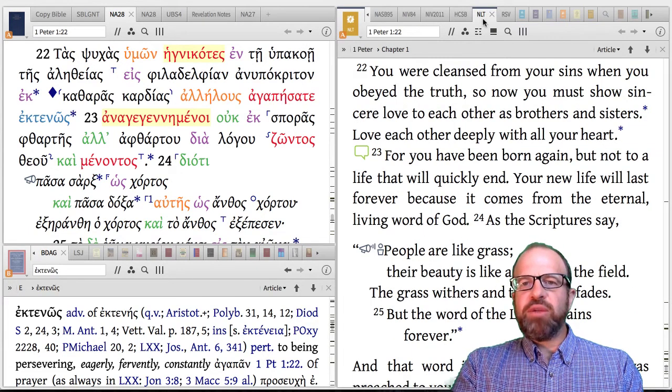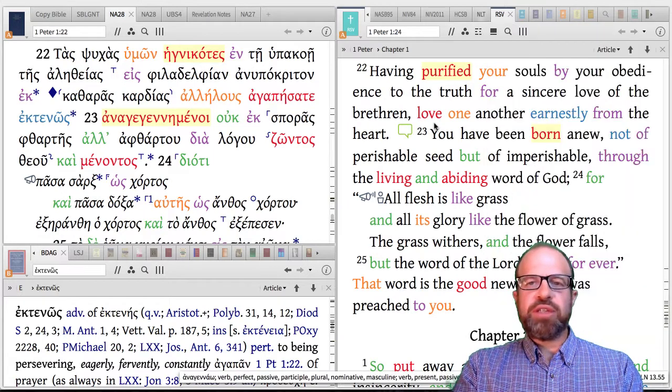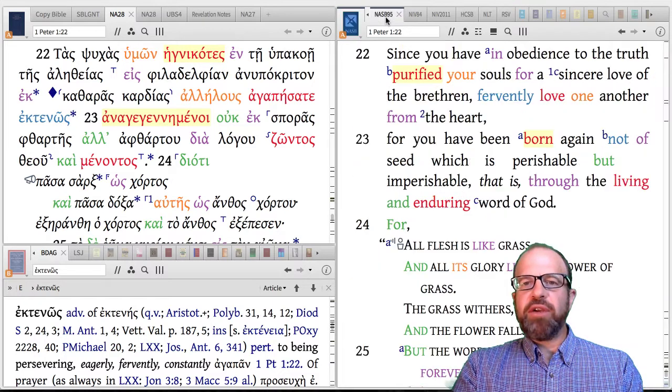Now look at the New Living Translation. You were cleansed from your sins when you obeyed the truth. So now you must show sincere love to each other as brothers and sisters, period. Love each other deeply with all your heart. Well, it becomes a little bit confusing when you look at these different English translations. Is there one sentence here? Are there two sentences? How do we best understand the underlying Greek text?